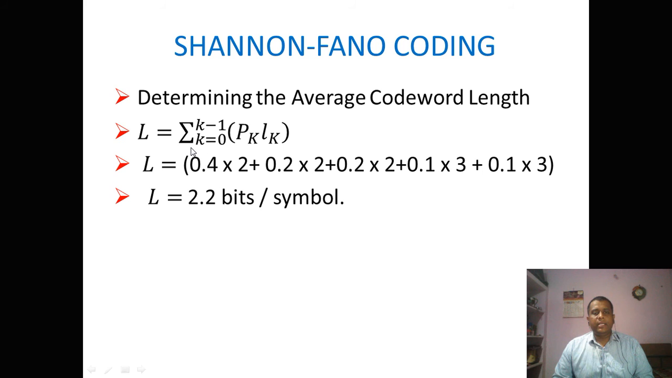For the capital L, the formula you are going to use is the summation of k equal to 0 to K minus 1 of p of k into l of k, where L equals 0.4 into 2, plus 0.2 into 2, plus 0.2 into 2, plus 0.1 into 3, plus 0.1 into 3. The value you get at the end is 2.2 bits per symbol.